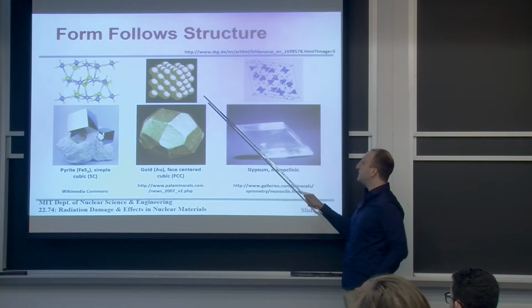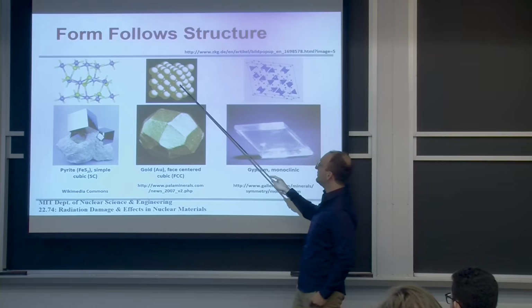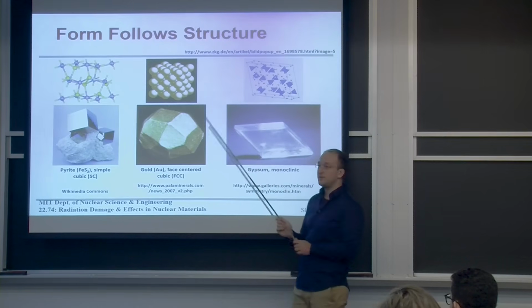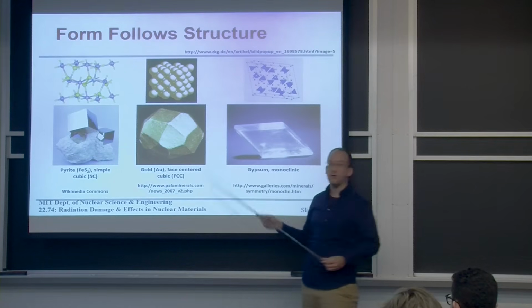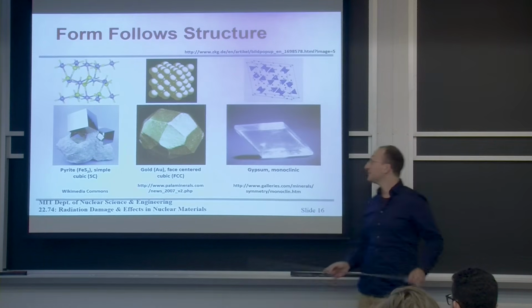For gold atoms, they adopt a slightly different structure. It's still cubic, but there's atoms shoved into the cube faces. It's what we call face-centered cubic, or FCC. And you start to see cube-looking structures all over single crystals of gold.